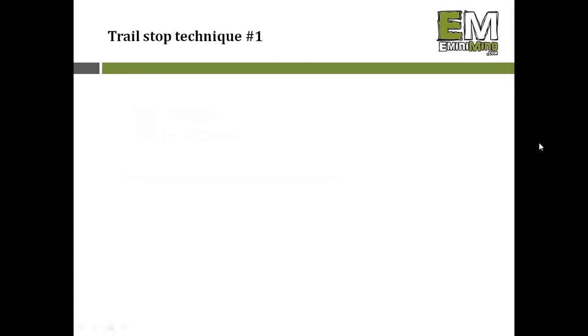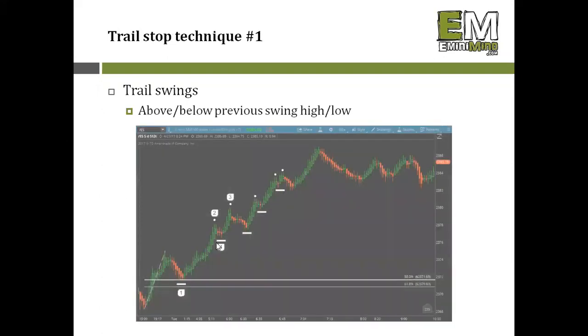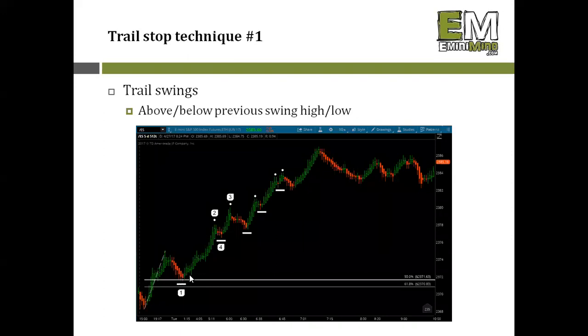So if we take a closer look at trailing the swings, and that's just below swing lows for a long or above swing highs for a short, essentially what you're doing is just letting the market come up, make a new high for the trade, pull back a little bit, and then go up and make another new high. And then you can just bring your stop up underneath that swing low. It makes a pullback, makes another new high, and you bring your stop up underneath the next swing low.